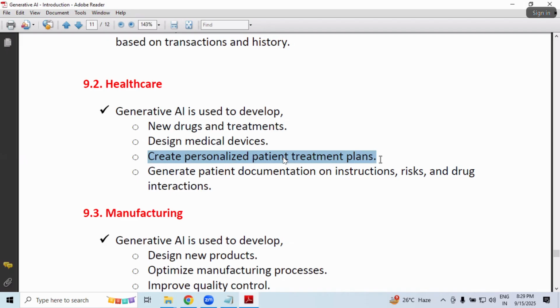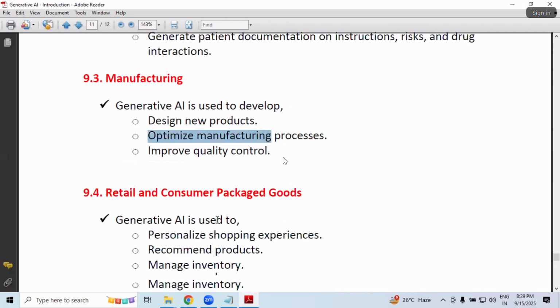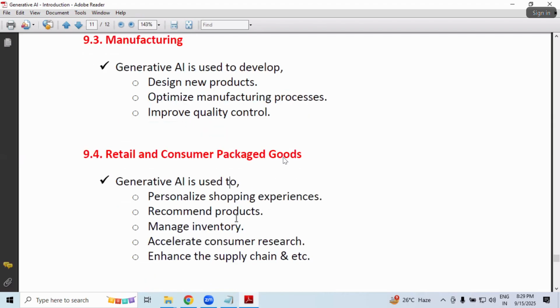Sir, for you morning walking is required, evening walking is required. You have to take these pills at the right time. Food plans, these are all. Walk through manufacturing, design of new products, optimizing manufacturing processes, retail and consumer packaged goods. Amazon is using it like anything.